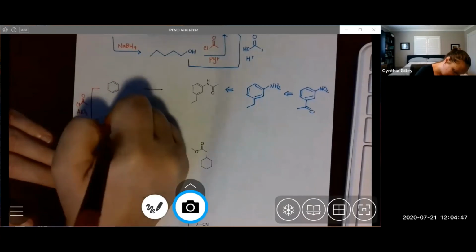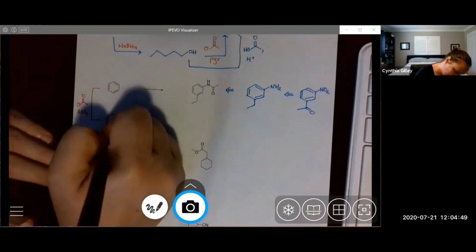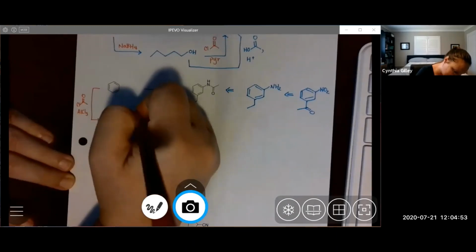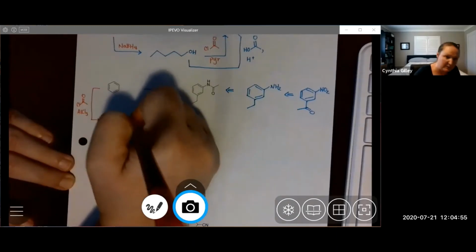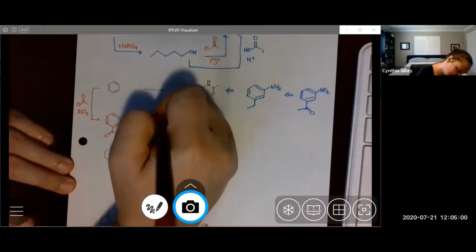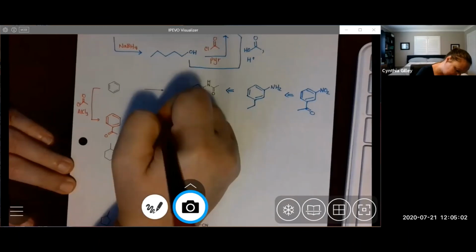Which is a meta director. And I am allowed to introduce a nitro group after that. No problems there. So nitric acid and sulfuric acid are the conditions to do that.